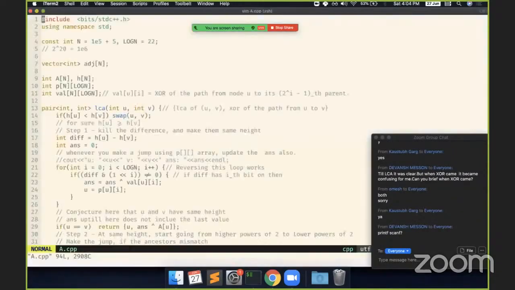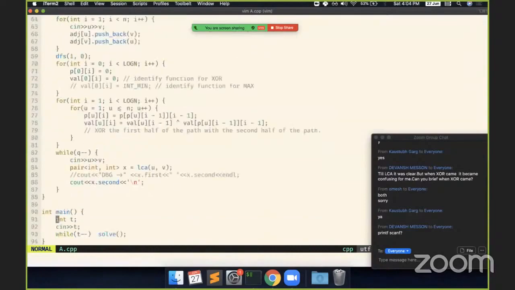But the issues are there only. I mean, I don't think we are doing anything super slow in our approach.